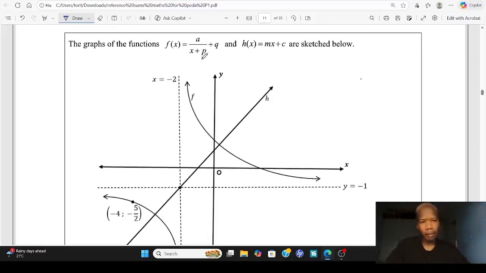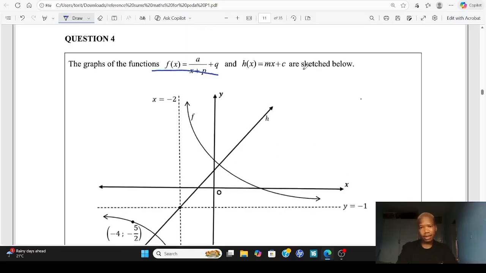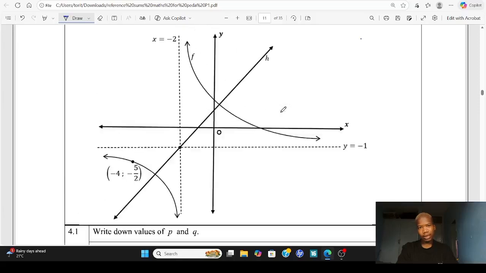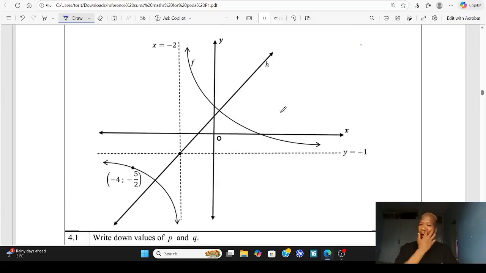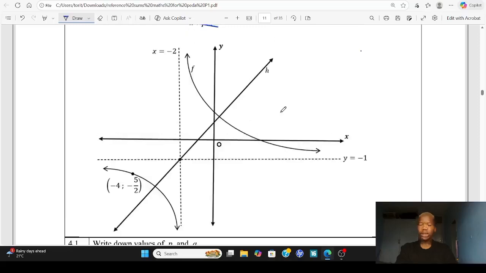So, yeah. It says the graph of the function f of x is equal to a over x plus p plus q, right? So we know what type of function this is. The graph is sketched. Okay, so this is our graph. It says write down the values of P and Q, right? So the values of P and Q.